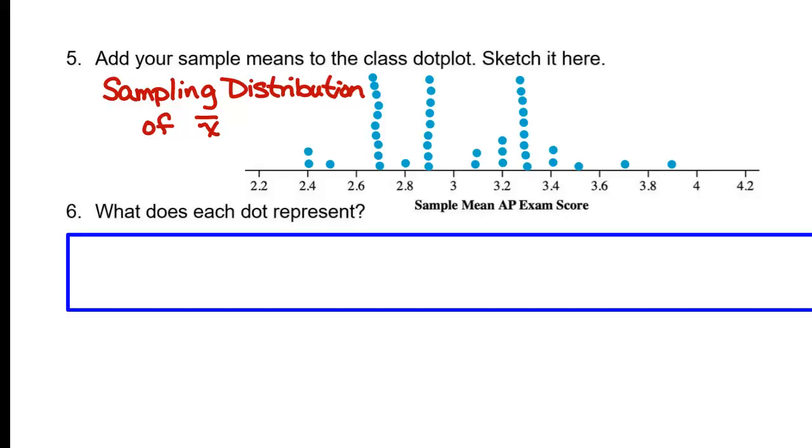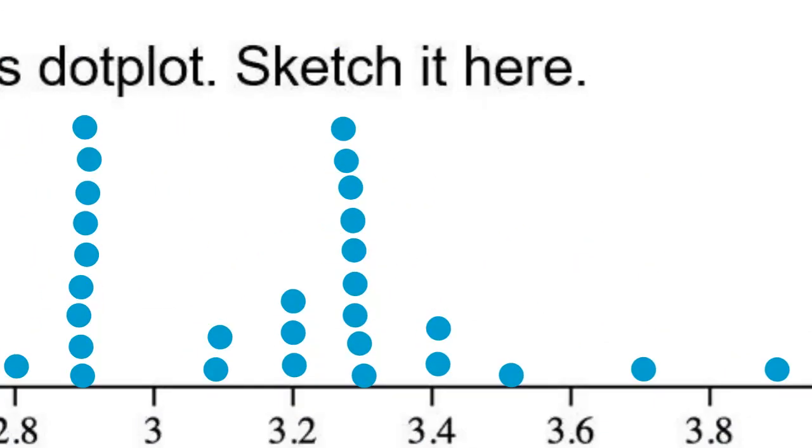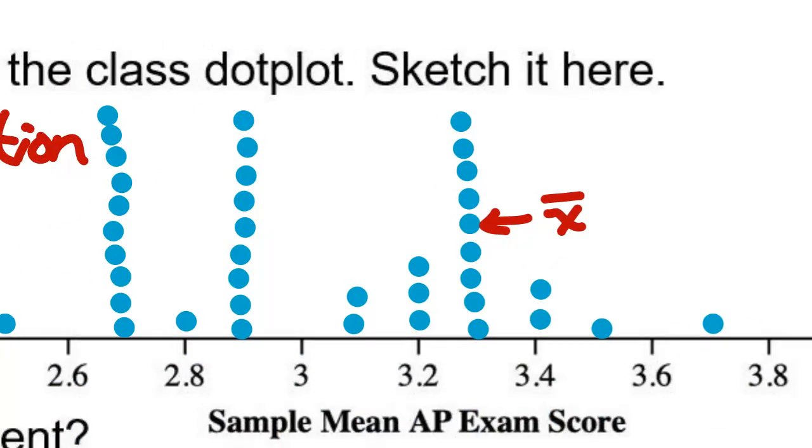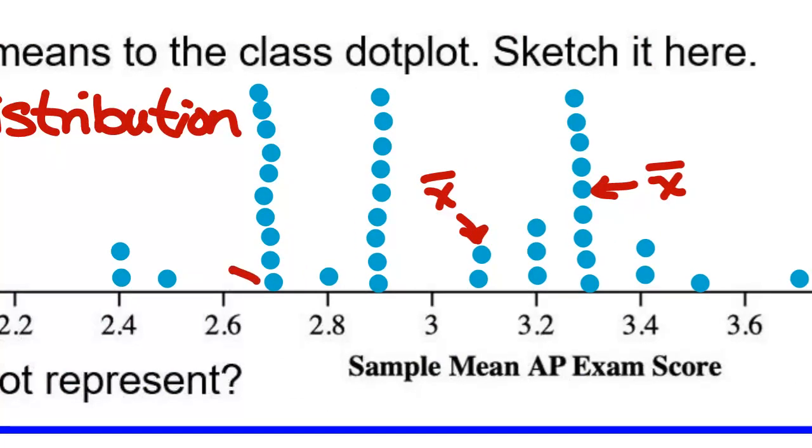The exact number of dots is not the important takeaway here. You said it was the sampling distribution of X bar. An X with a line over the top is what we call this. Each one of these dots represents a different X bar.